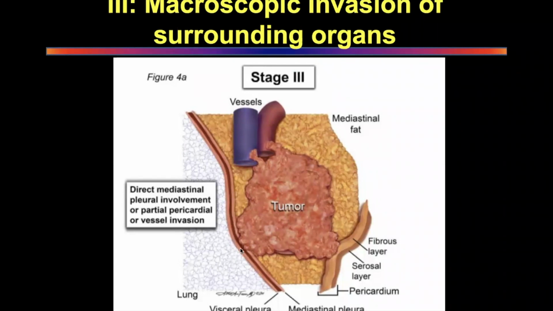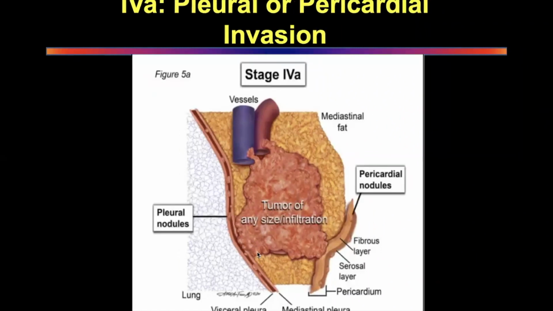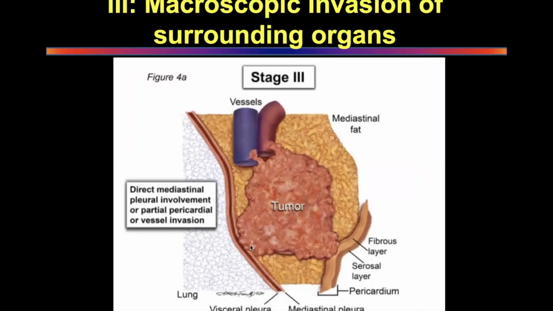Pleura is invaded. This is the pleura. Can you see this? So the mediastinal pleura is invaded. Yeah? Not the visceral pleura. The mediastinal pleura is invaded. I'm showing you these pictures because it's important to understand the differentiation.